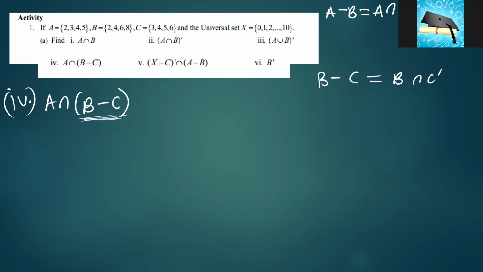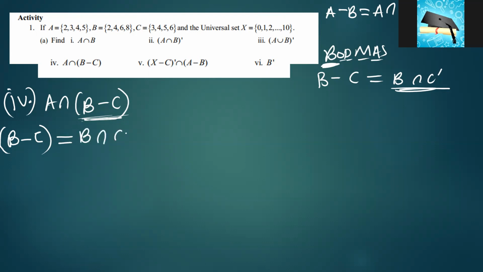The reason why I'm starting with this is because whenever you're dealing with any mathematical problem, you always have to follow what is known as BODMAS. This BODMAS means brackets, of, division, multiplication, addition, and subtraction. So I'm going to start with what is in the brackets because B is the one that begins in BODMAS. So we start with what is in the brackets to solve this question. We're going to start with first finding B minus C. B minus C, as I said, is just the same as B intersection C complement.